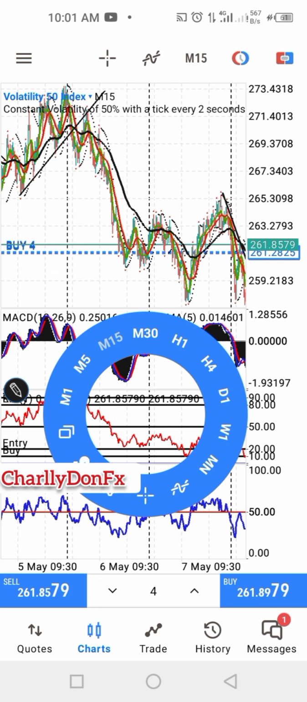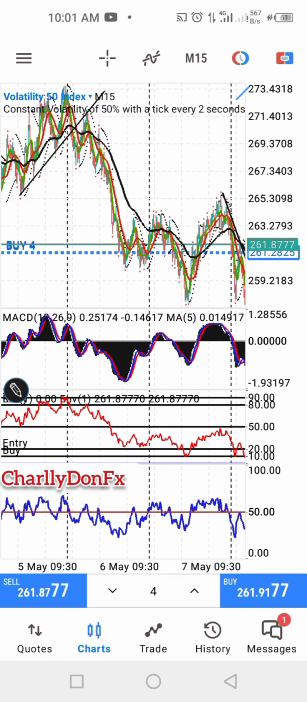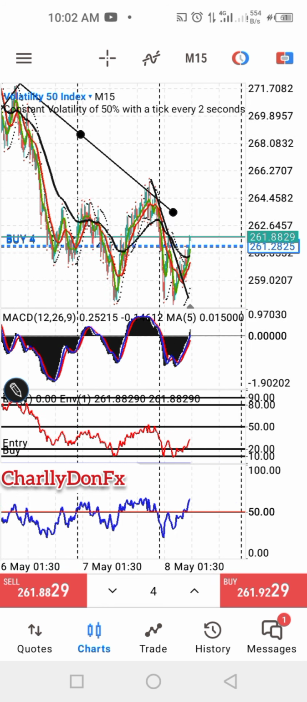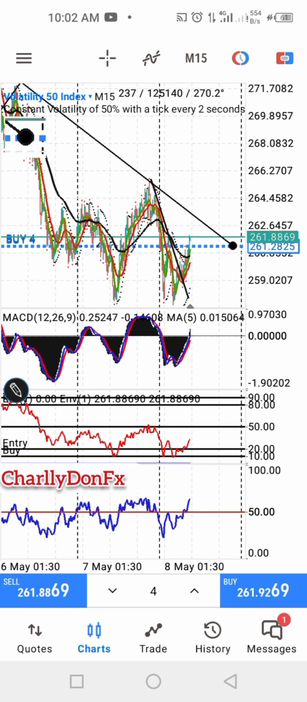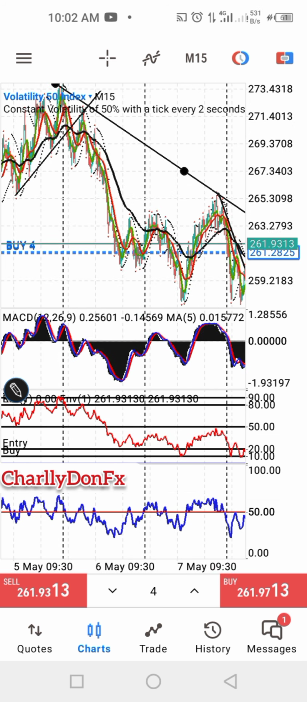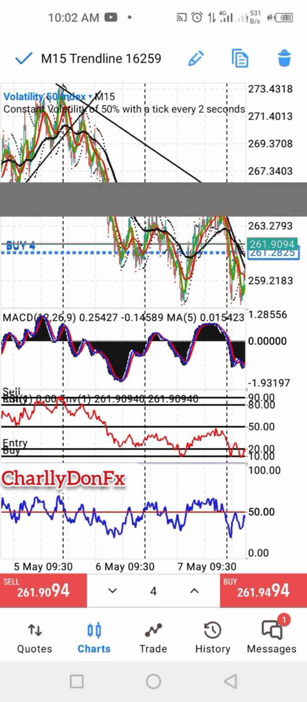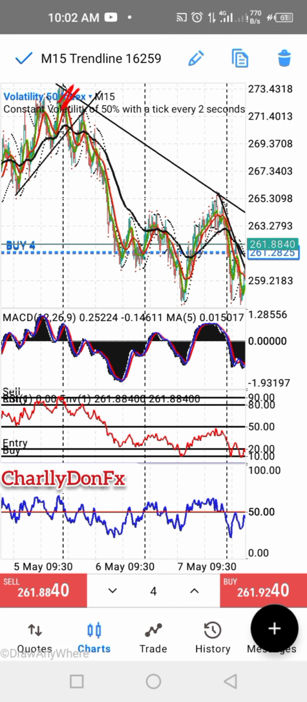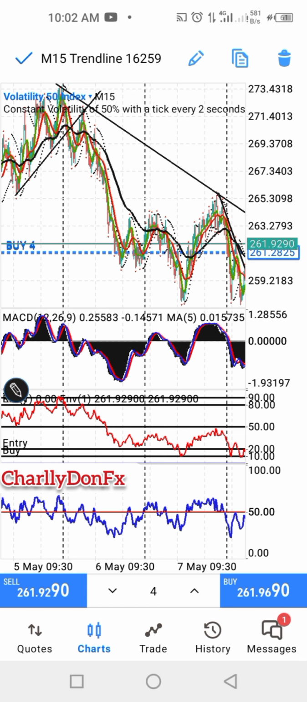now look at what I did. I drew my trend line from this point to, can you see? I place it at this place, then pull it down. Can you see, guys? So I have about 2 touches. This is the first one. This is the second one. Can you see that, guys?